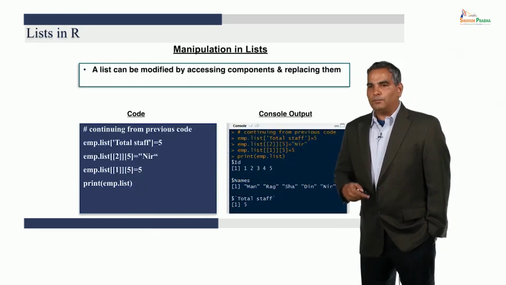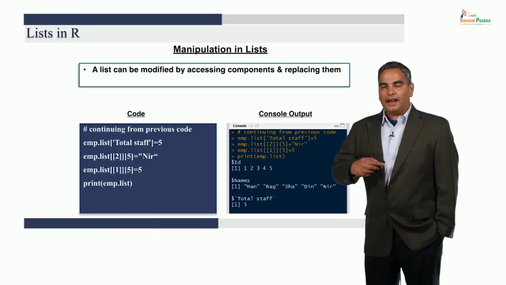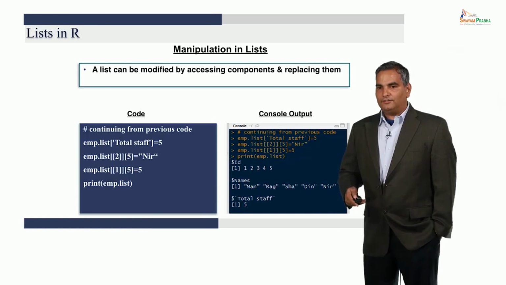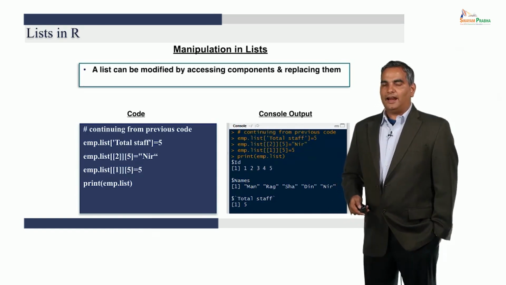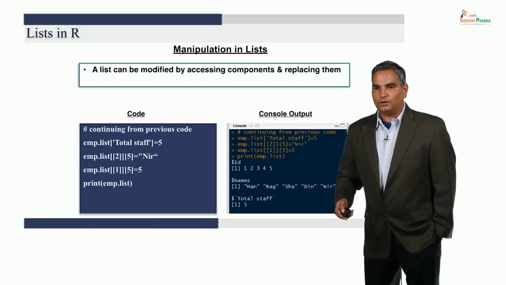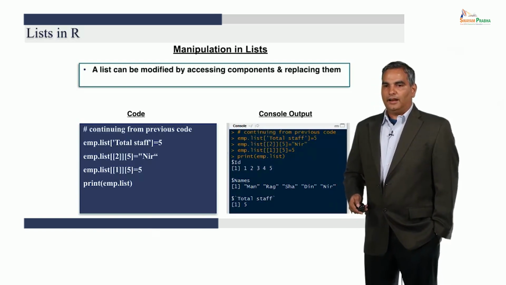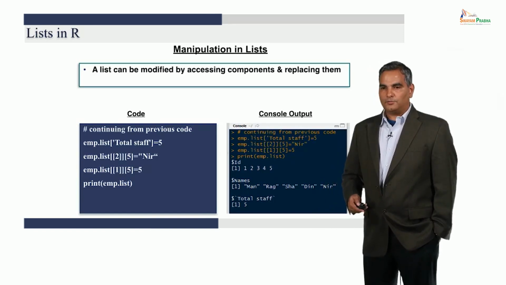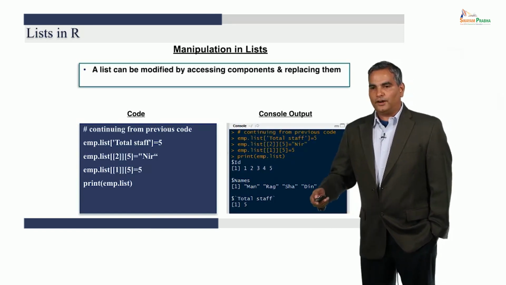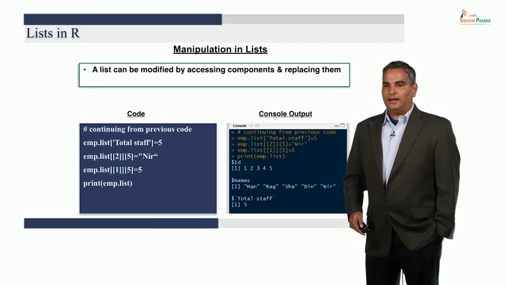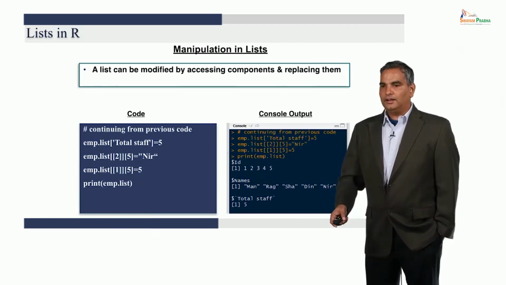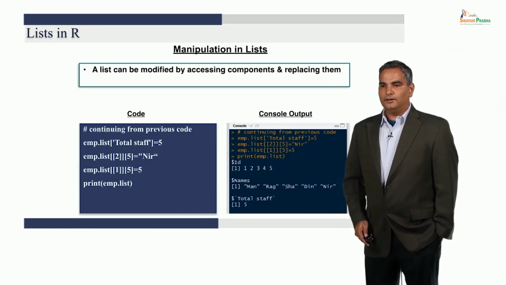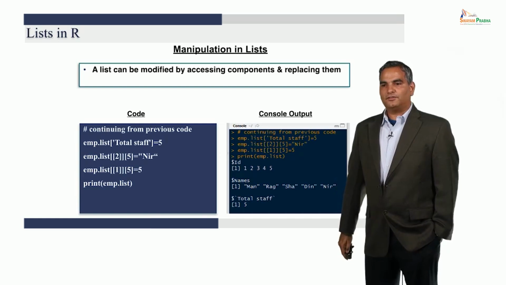Now, you could also manipulate lists, you can add, you can replace, and so on. For example, we didn't have this category before, but we can add a new category called m.list$total_staff equal to 5, and you can add another name to the object, which is m.list[[2]][5] equal to the new name that has been added. And once you print, you will see here, initially we had only 4 names, man, drag, shah, din. Now nir is also added, and the total number of staff is 5.